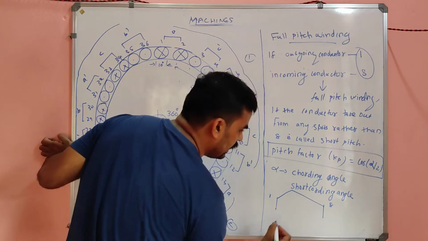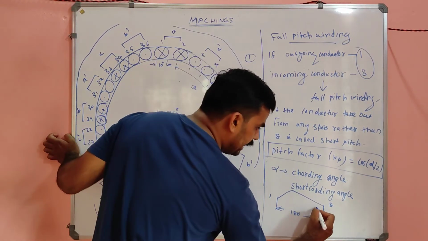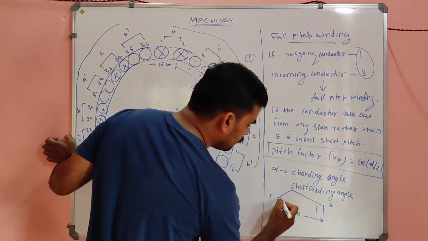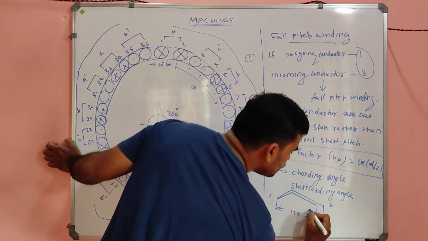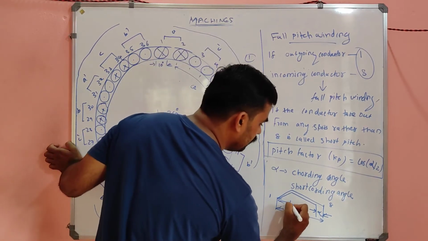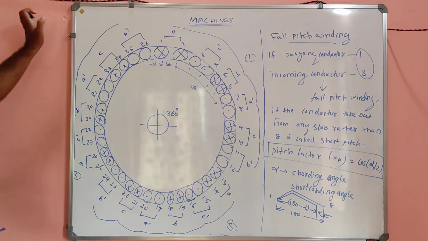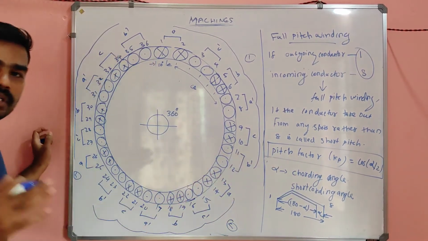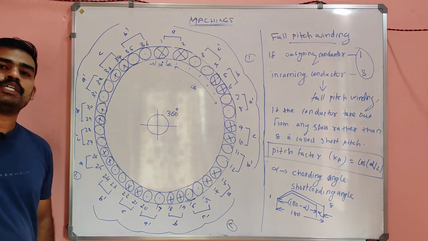If this exactly happens, this is called 180 degrees. Suppose you take conductor number 7 as the output, the return path, then the winding will be shorted like this. So this angle is called alpha, and this angle will then not be 180, it will be 180 minus alpha. Is it clear? So that is called the alpha or coding angle, or short coded angle.